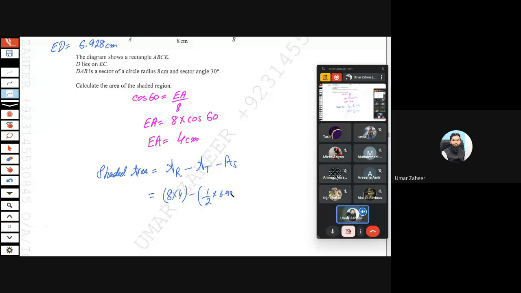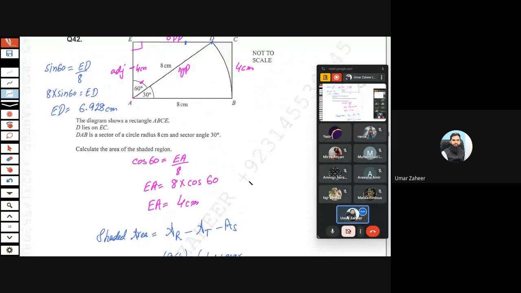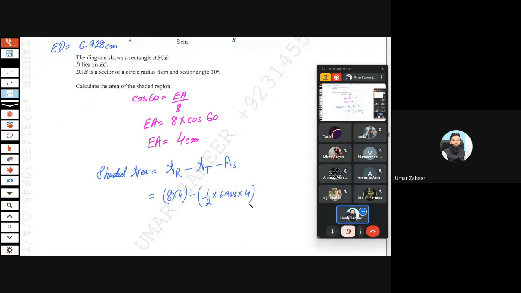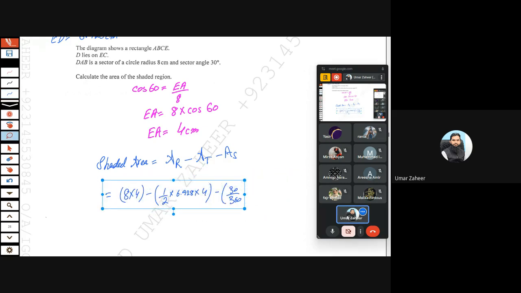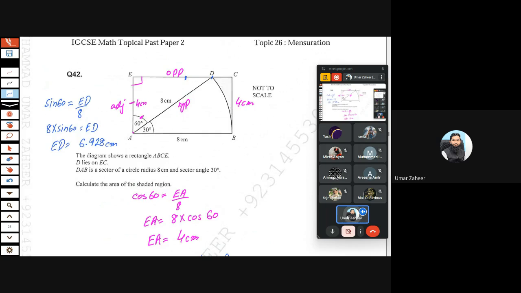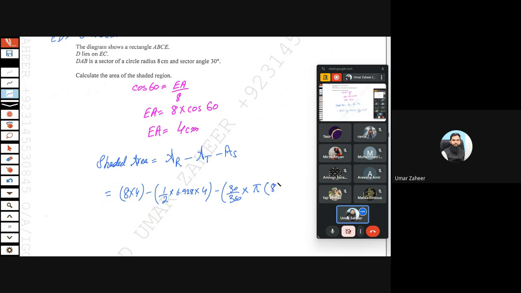So 6.928 multiplied by height, which is 4, minus area of a sector, that is angle, which is 30, divided by 360, multiplied by pi r square, and the radius is 8. All right, 8 square. Yes, please find the final answer.